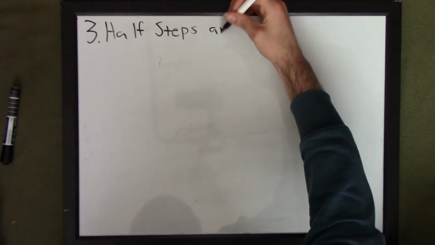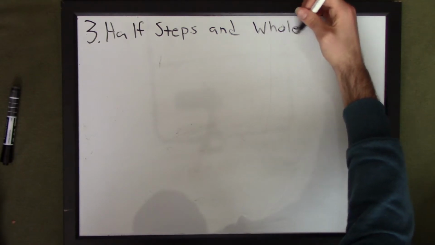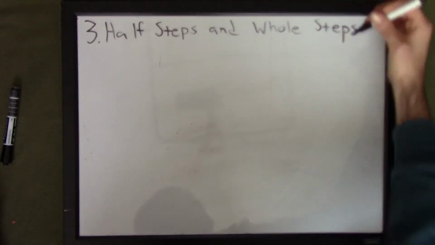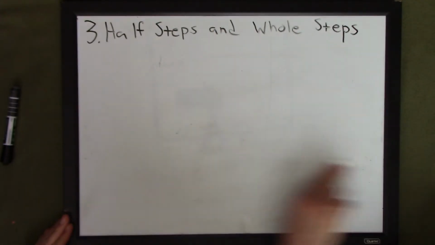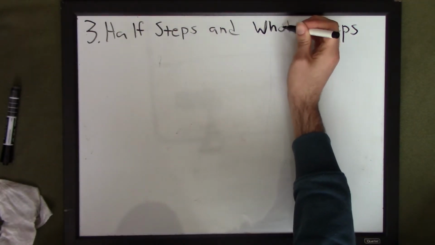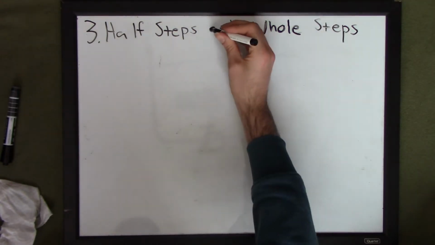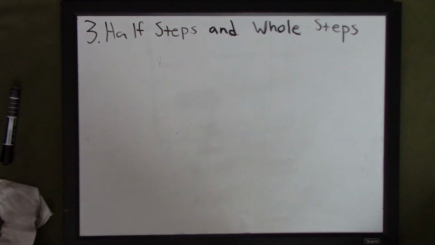Now we are moving to a new subject called whole steps and half steps, or half steps and whole steps. I don't remember what I wrote. Anywho, a step is a distance between two notes. It's a distance. And a half step is half of that distance.